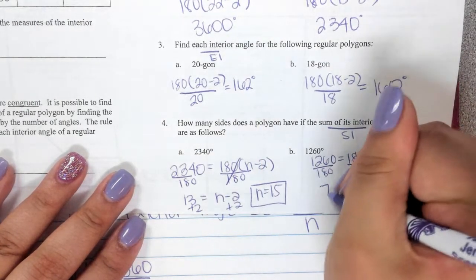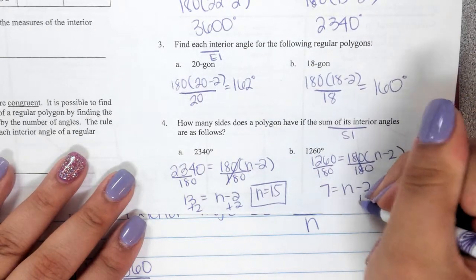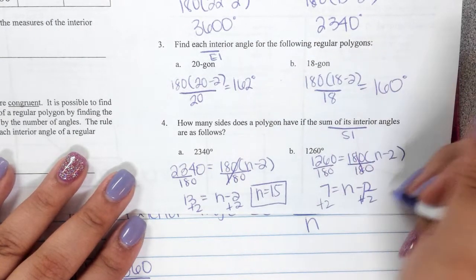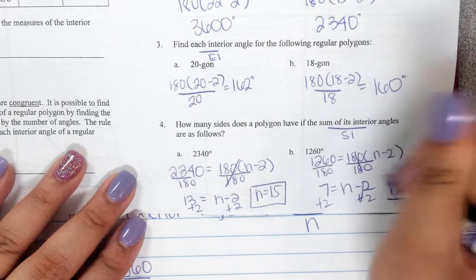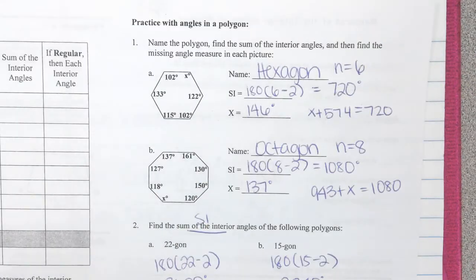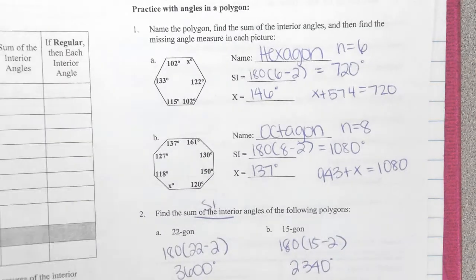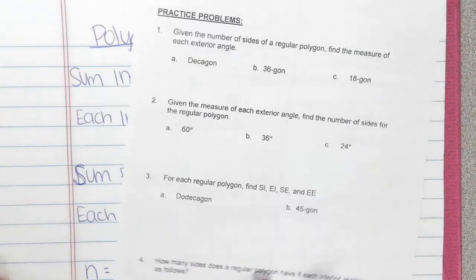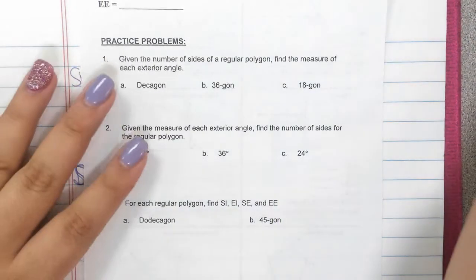So I get 7 equals n minus 2, add 2, n equals 9. So this is all interior. I think interior is a little bit more complicated than exterior, but that's interior. Today's worksheet, I'm going to do these out for you, was the exterior.